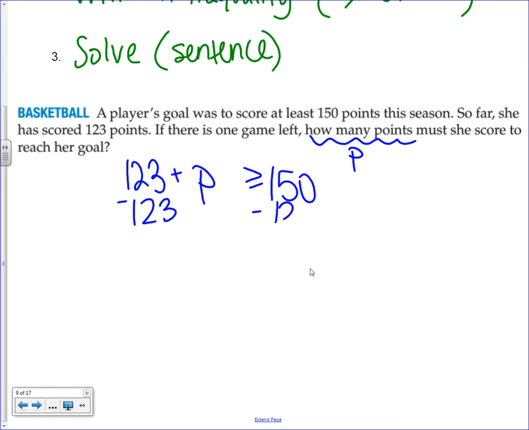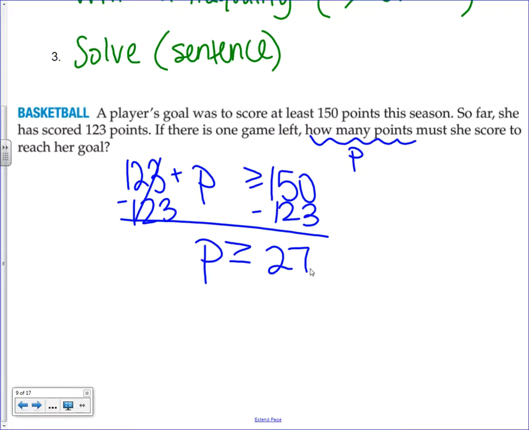Wonderful. And what do you get there, Cody, when you subtract the 123? P is greater than or equal to what? Okay, so do you think it's reasonable? Could she possibly reach her goal? She's gotta have a pretty good game. 27 points, pretty good game, right? Yeah. Write me a sentence.